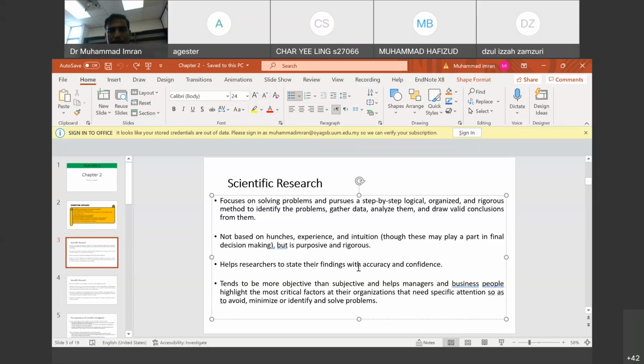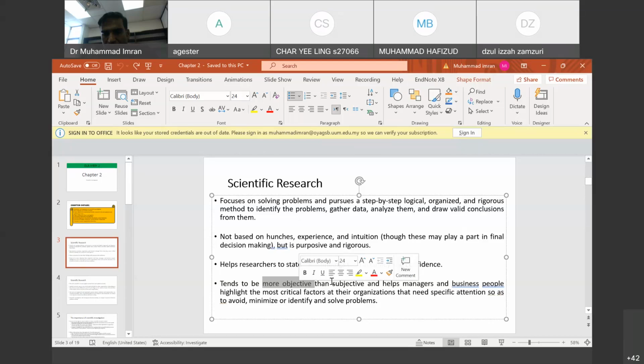Okay. Subjective and objective viewpoints help managers and business people highlight the most critical factor in their organization that needs specific attention, so as to avoid, minimize, and identify the sole problem. We should make less use of the subjective point of view. Research always focuses on the objective point of view, meaning systematic analysis of observation.